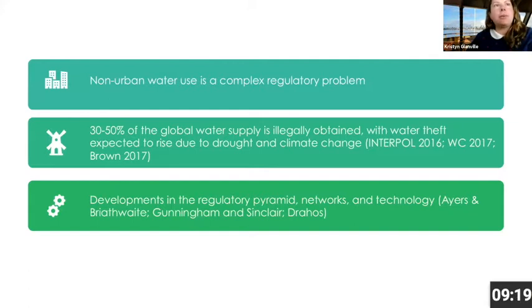Before I look at this topic, globally, non-urban water use is a complex regulatory challenge to monitor and enforce, with illegal use of water a growing regulatory challenge, only expected to get worse with climate change. This has driven regulators to have to consider new regulatory methods and technologies. And there's particularly a compelling need to explore this topic in an Australian context, where we're the driest inhabited continent on Earth, with some of the most variable rainfall and stream flow in the world. Next slide, please.